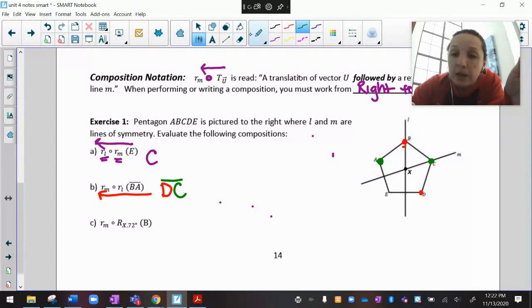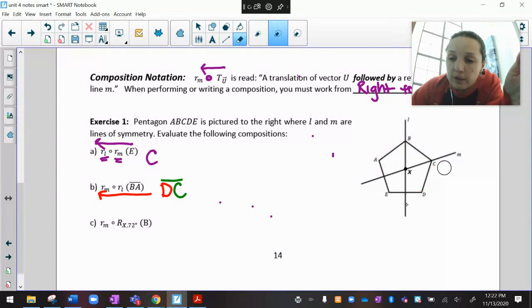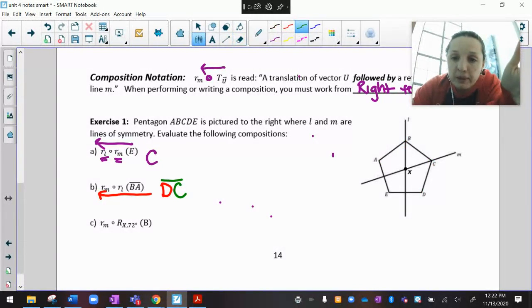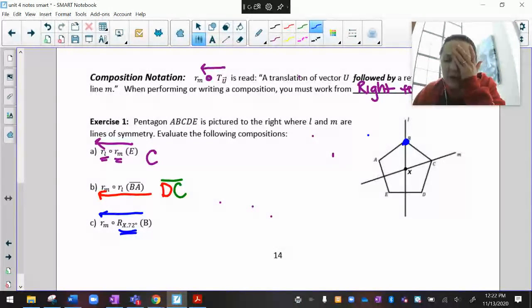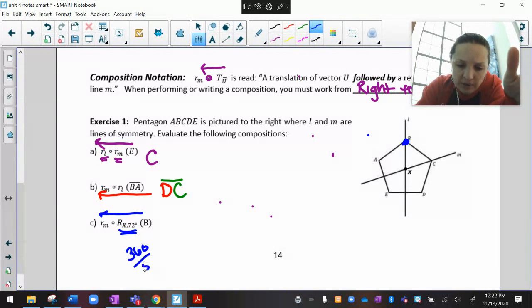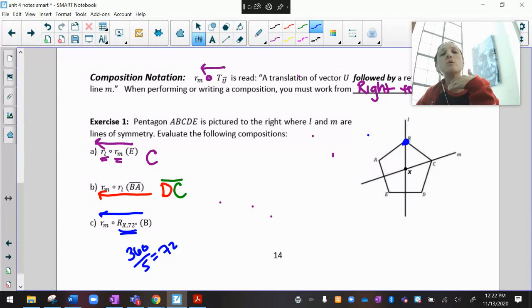Okay. And now one more. It says take point B, and rotate it 72 degrees about X. Okay, well, where'd they get that 72? Well, this is a pentagon, and if that's a pentagon, 360 degrees, pentagon has 5 sides. Oh, 72 is the number of degrees it needs to go from one vertex to the other.